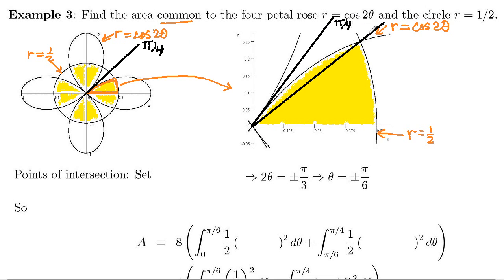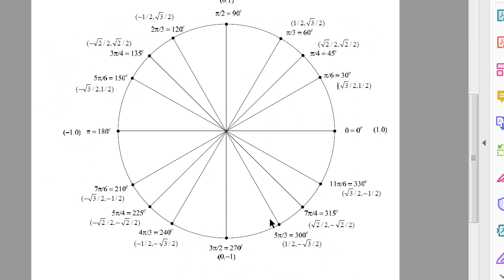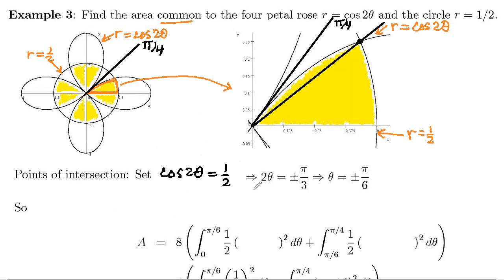So now we need to know, what is this angle? Well, that's a point of intersection of the curves r equals 1/2 and r equals cosine 2 theta. So we can just set cosine 2 theta equal to 1/2. And then if you go to your unit circle, cosine is 1/2 at pi over 3 and 5 pi over 3, or pi over 3 and negative pi over 3. So that means that this angle 2 theta has got to be plus or minus pi over 3. Multiply both sides by 1/2, and theta is plus or minus pi over 6. So this is pi over 6.